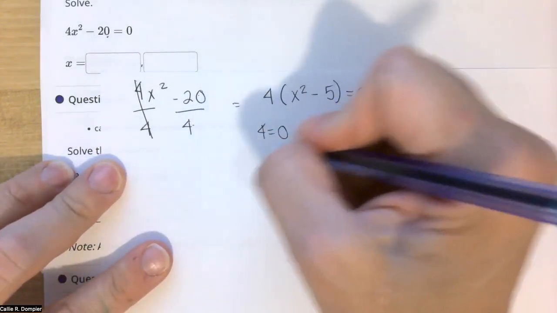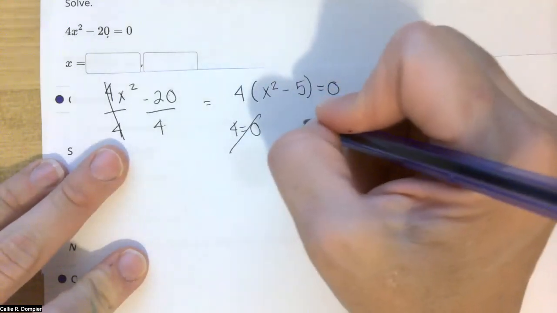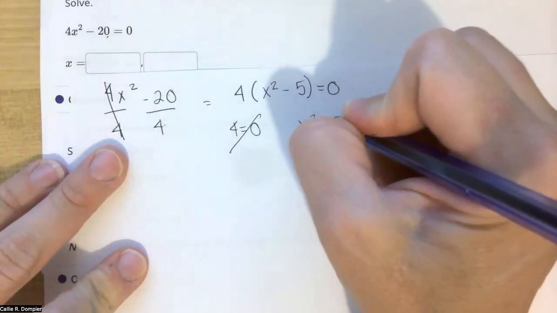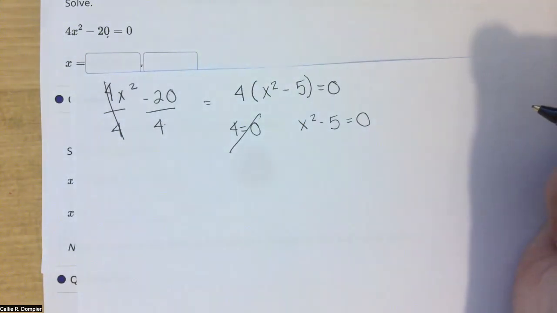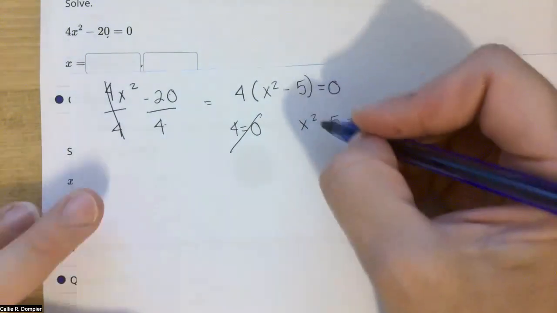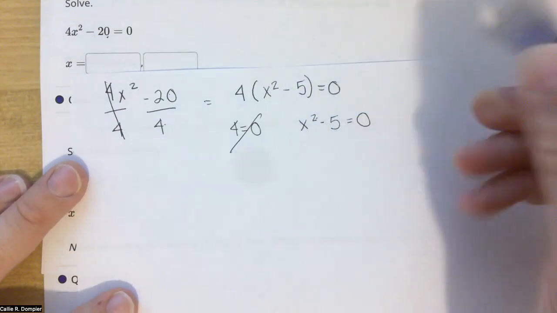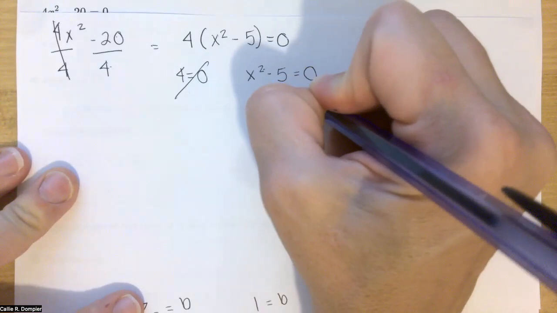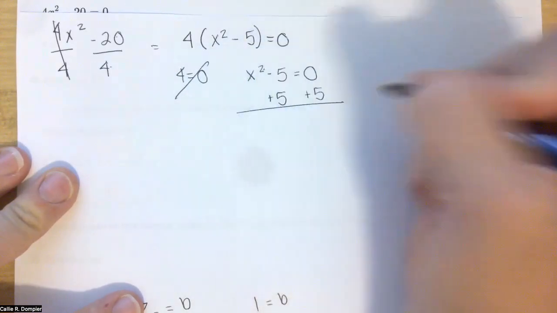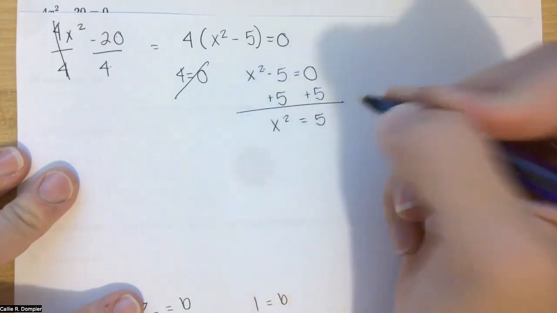4 equals 0. Well, that's not true. So that's not going to give me an answer. There's no x in there. x squared minus 5 equals 0. This is a hard one, but we can do it, okay? x is being multiplied by itself, and then 5 is being subtracted from it. What should I do? I should add 5 to both sides. Anything I do to the left, I should do to the right so that I can get x alone. Now I have x squared equals 5.